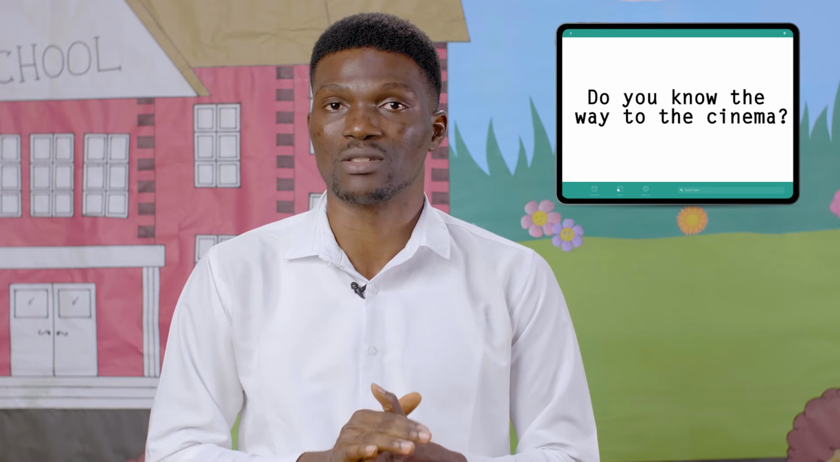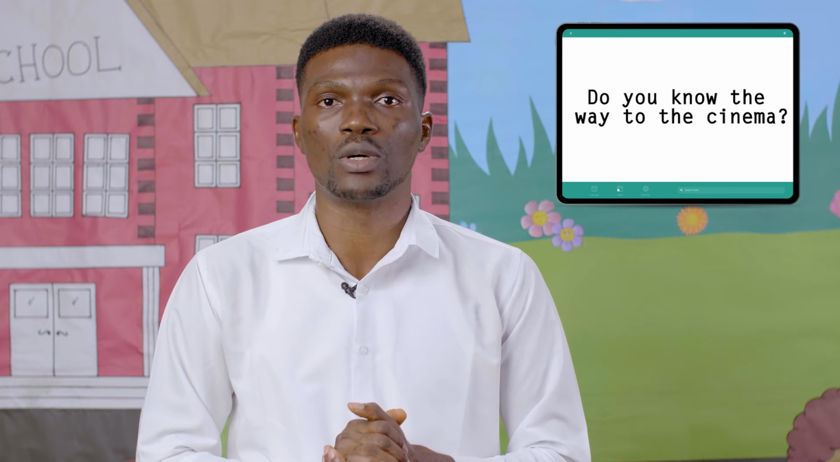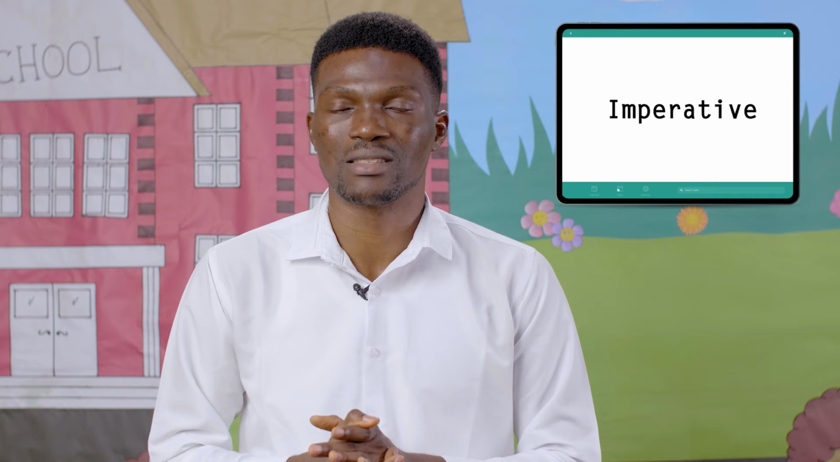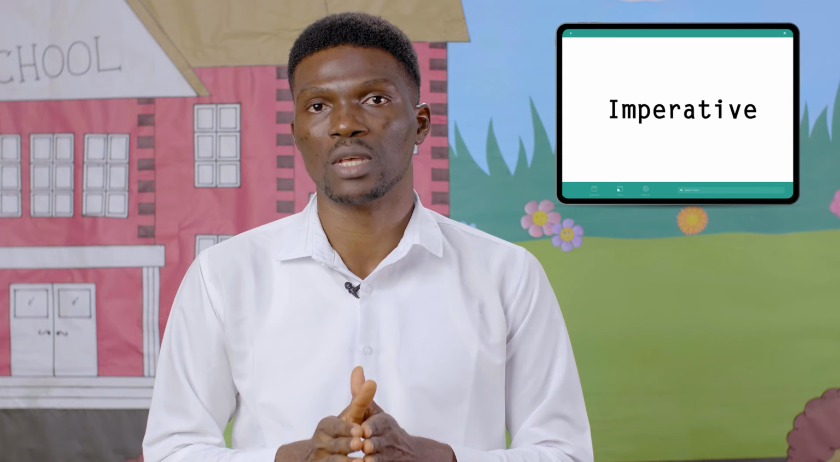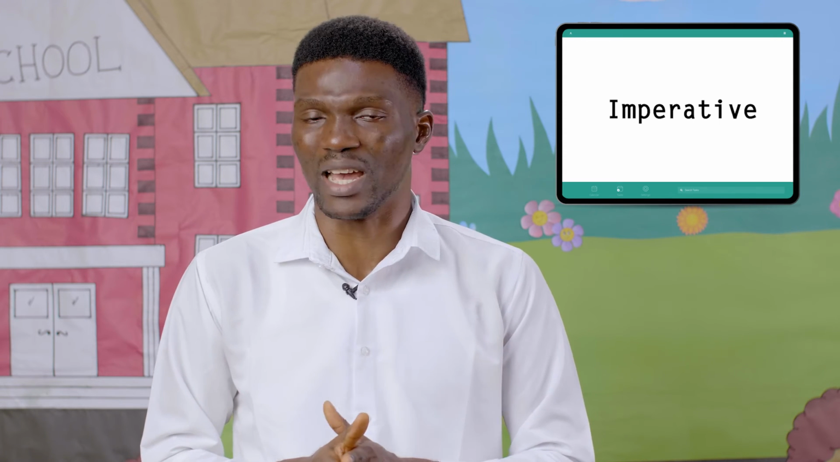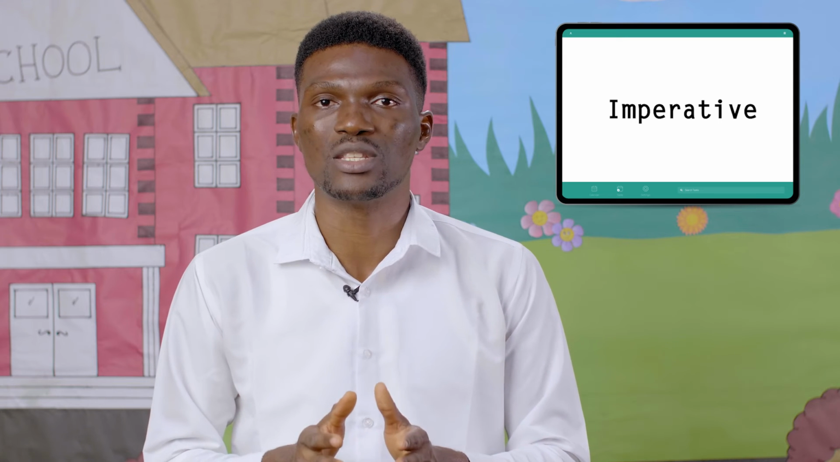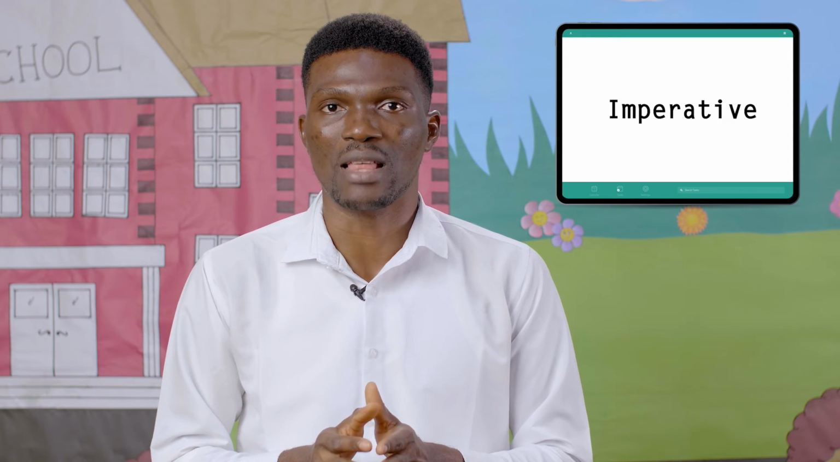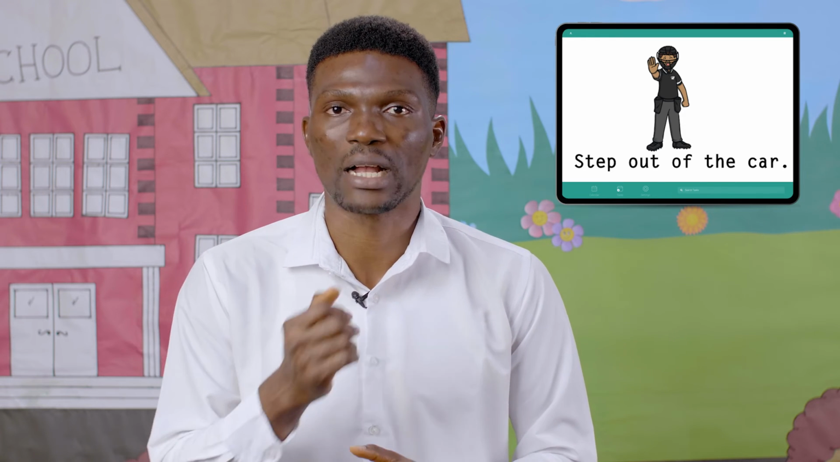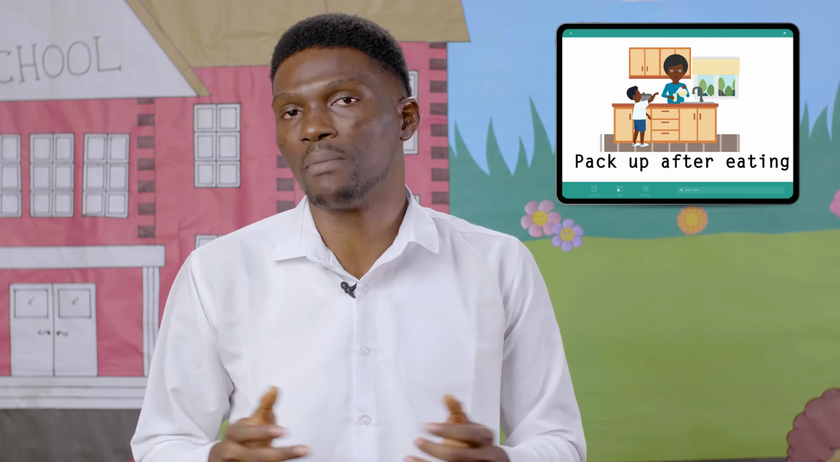What's the next type of sentence according to function? We have what's called imperatives. An imperative is a sentence that asks you to do something. It commands you. We hear imperatives all the time. If you approach a police checkpoint and they say stop, step out of the car, these are commands. They tell you to do something. Even when your parent tells you, pack up after eating, that's a command.